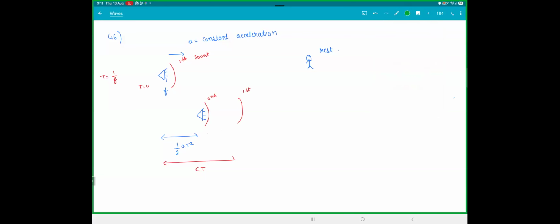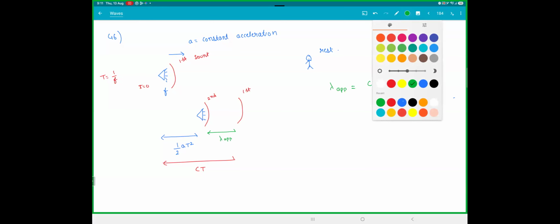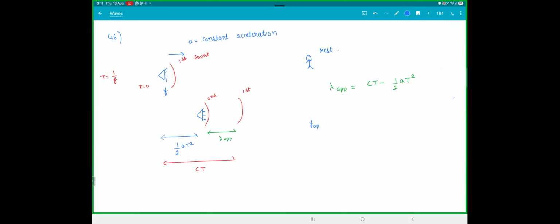This will be your lambda apparent. So this guy will think the wavelength has become Ct minus half AT square. If you remember, this is how we derived that. And then you're done. F apparent will be C by lambda apparent, which is C by F minus A by 2F square. You can simplify it. That's your answer.